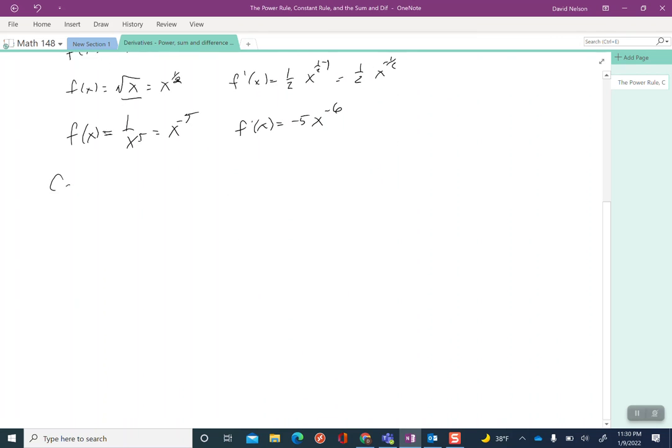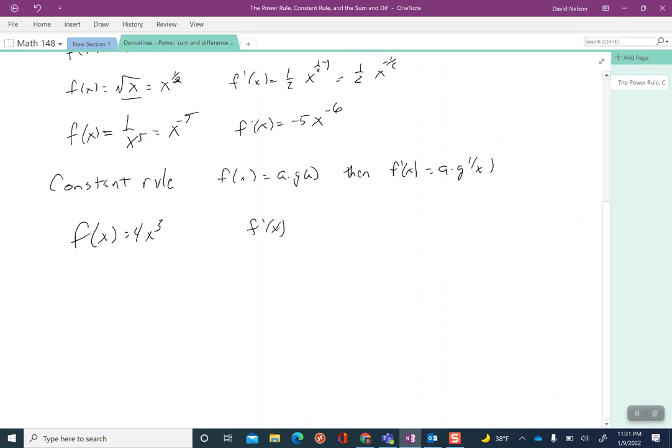All right, now the constant multiple rule. It says that if f of x is equal to a times g of x, then f prime of x would be a times g prime of x. So if you've got f of x equals 4x cubed, when you take the derivative, the 4 multiplying out front just carries through. 4 times 3x squared, so I get 12x squared as the derivative there.